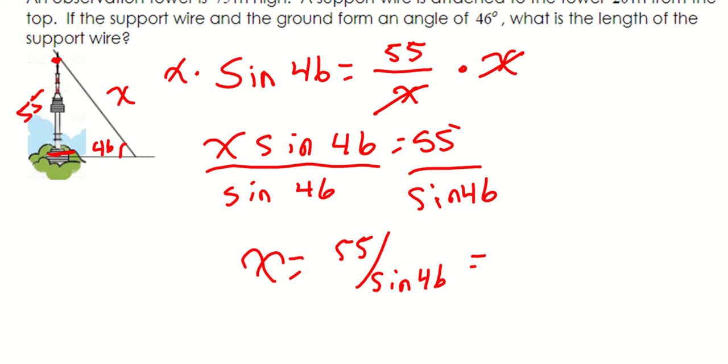So I put that into my calculator. And I would find out that the length of the support wire is 76.5 meters. So notice when I had an unknown in the denominator, I ended up dividing by the sine of the angle, as opposed to what we've done in the past too, which was multiplying, because the unknown was in the numerator.